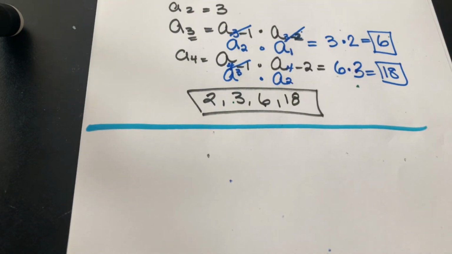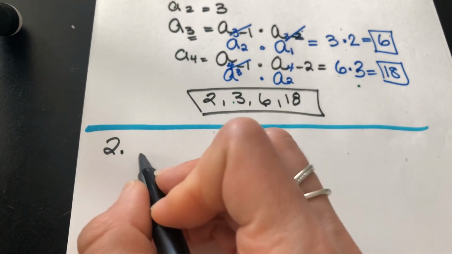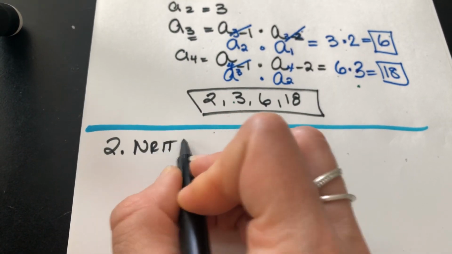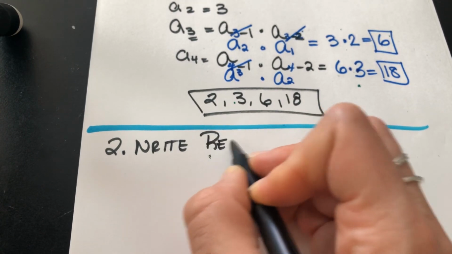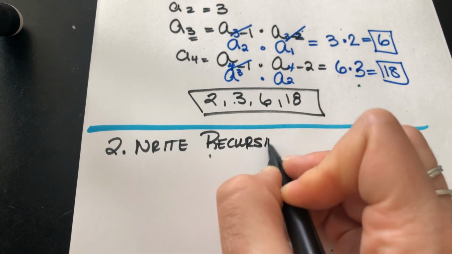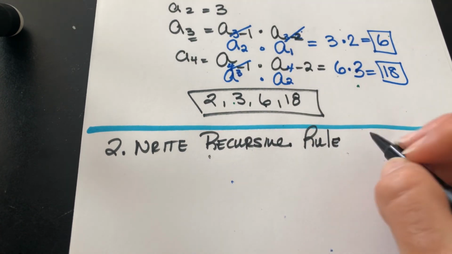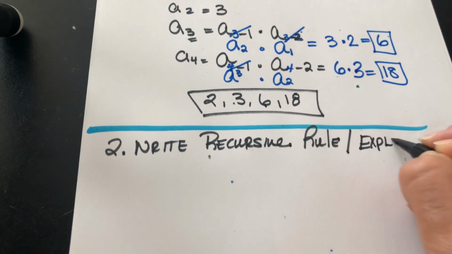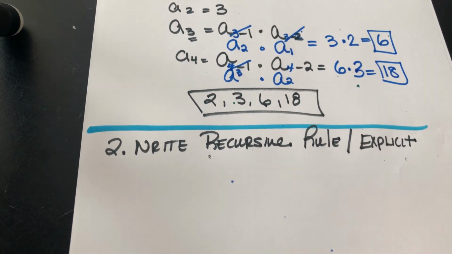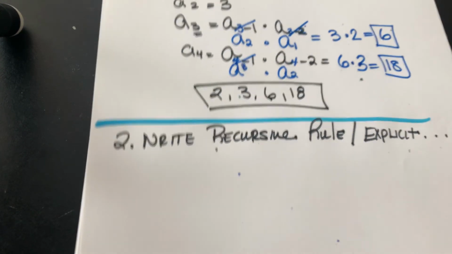Okay, so the next type of question I can ask you guys, so we'll label this number 2. I could say, now I'm going to ask you guys to write the recursive rule, and we're going to compare the difference. Also, I want us to write the explicit rule, good for review, for the following problems.